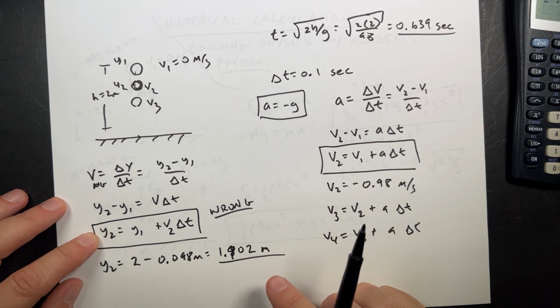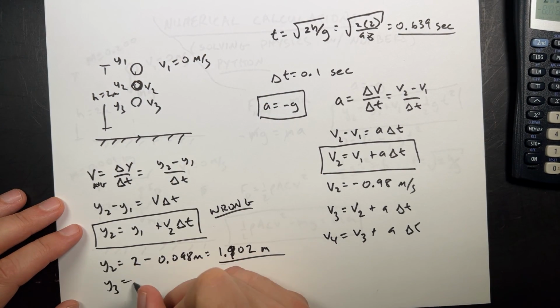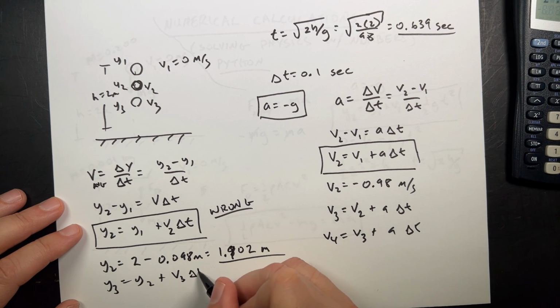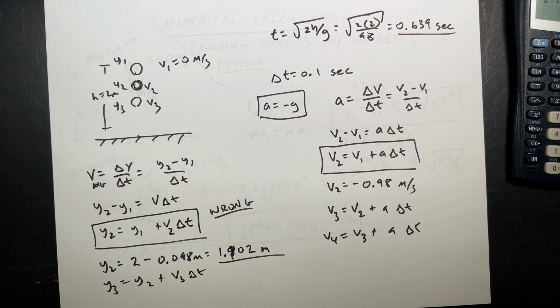So what if I want to find the next position, y3? Well, I can do the same thing. I can say y3 equals y2 plus v3 delta t, and I can find v3 over here. So you can kind of see what we're going to do here.